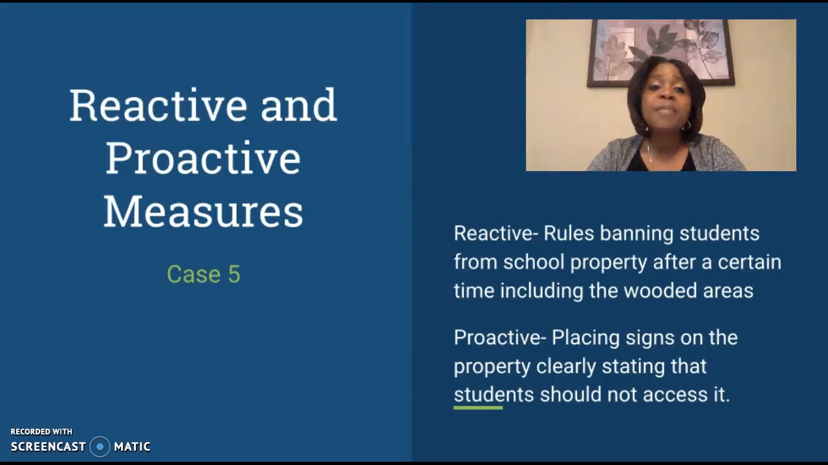Reactive and proactive measures, Case 5. Reactive: rules banning students from school property after a certain time, including the wooded areas. Proactive: placing signs on the property clearly stating that students should not access it.